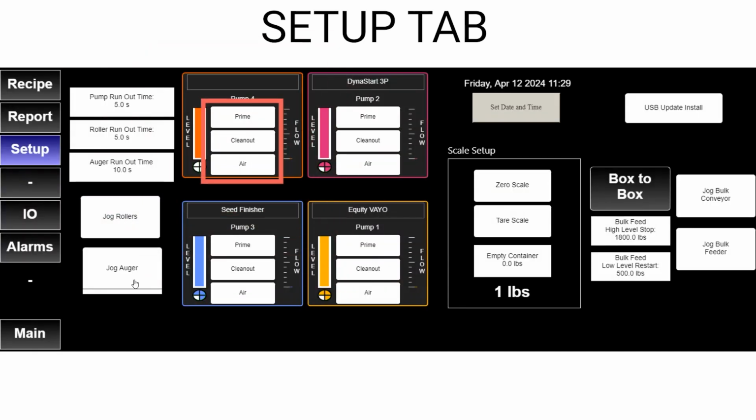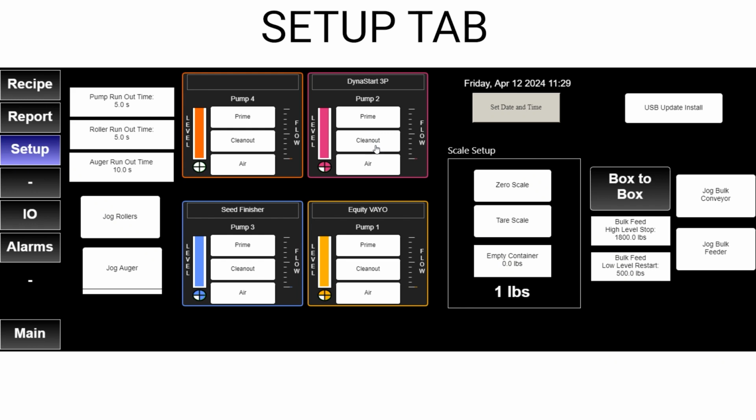For each pump, you'll find the ability to prime, clean out, and test the air solenoid. Generally, 1 minute worth of runtime for the prime button will prime all the way from the keg to the nozzle. The clean out button works in the same fashion, and generally 1 minute of runtime will bring product all the way from the nozzle back to the keg, enabling a simple clean out.